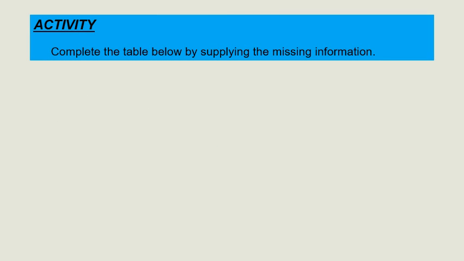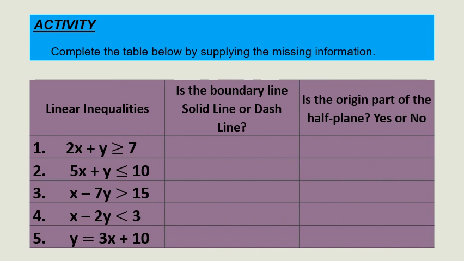Let's have the activity. Complete the table below by supplying the missing information. So these are the problems, the linear inequalities. Is the boundary line a solid line or a dashed line? Is the origin part of the half plane? Yes or no? So let's have number 1. 2x plus y greater than or equal to 7. As you can see, this one is greater than or equal to, so that is a solid line. Is the origin part of the half plane? Yes or no? Yes, because of the symbol of this one.